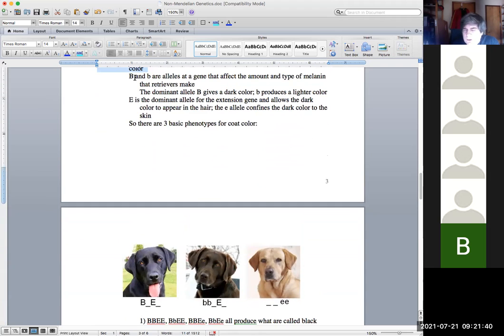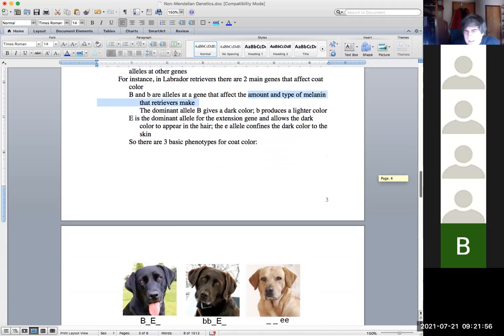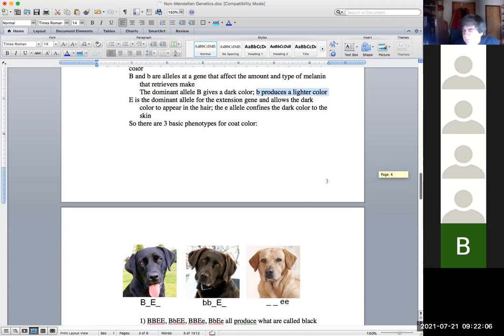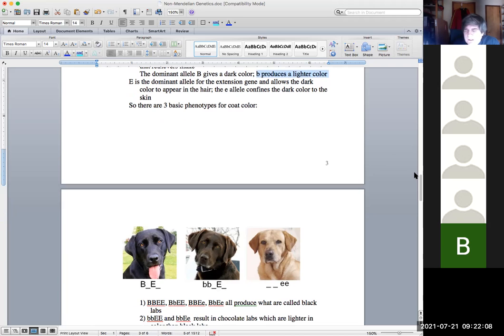With Labrador retrievers, there are two primary genes involved in their color. One is big B and little b. And they both affect the amount and the type of melanin that Labrador retrievers make. And when we look at these, big B produces a darker color, little b produces a lighter color. And this really affects the color of the skin primarily, but it can also affect the color of the eyes.